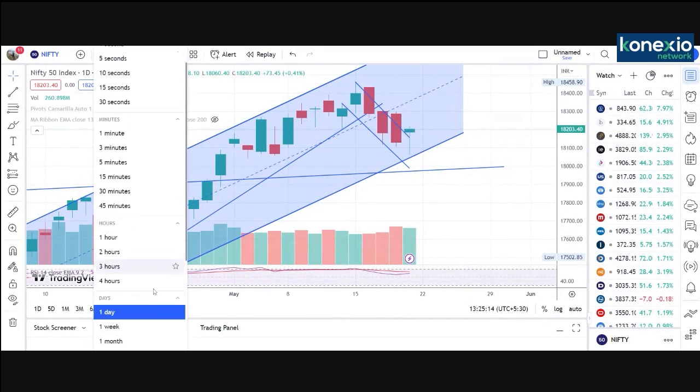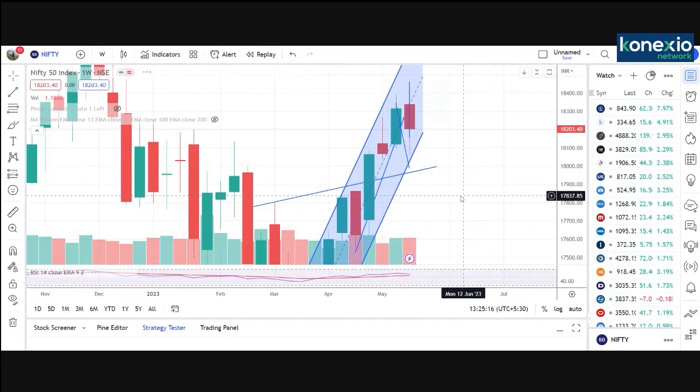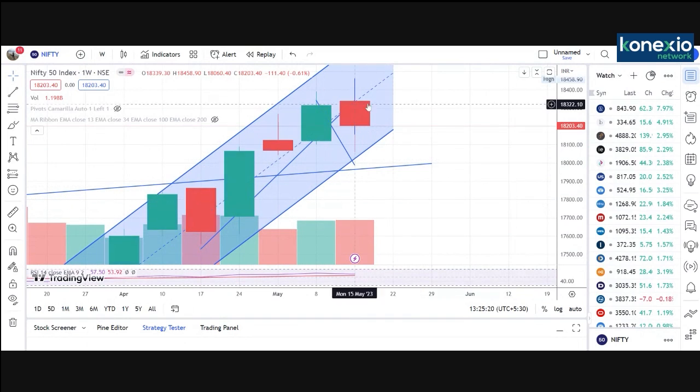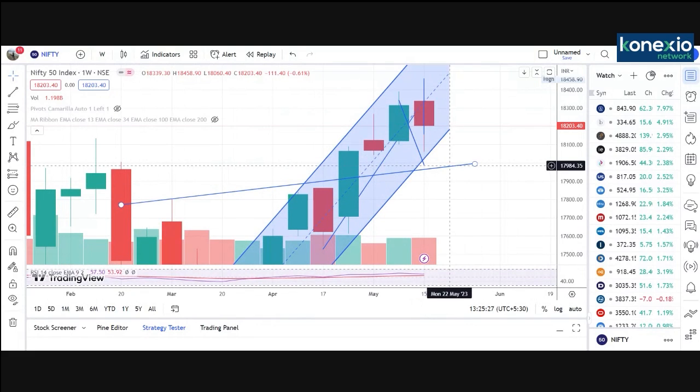So let us have a glimpse of the weekly charts. On the weekly charts, you can see it was a bearish candle. On both sides we have seen shadows. So we can say that it is an indecisive move on the weekly charts. The market traded in a range slightly bigger than its previous week's range.